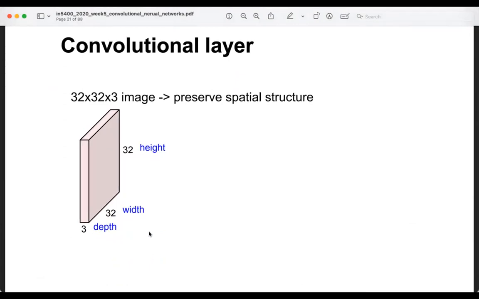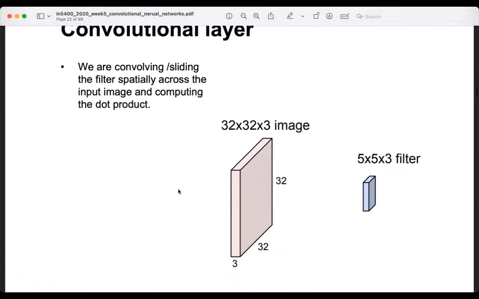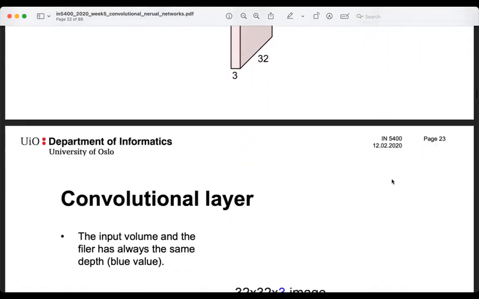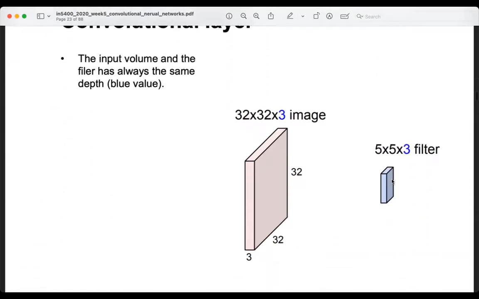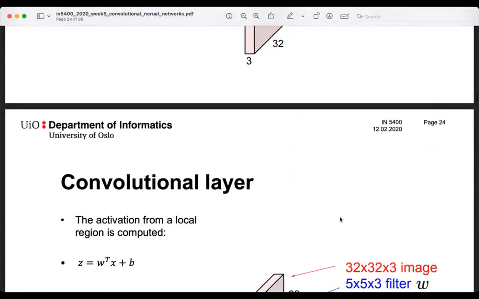So you have an input layer, which now contains all the information about the image. And then you could convolve this with a given filter. So you could have a 5 by 5 times 3. This is one typical filter which you can set up. And then you can now produce many of these filters. The input volume and the filter have always the same depth, which is the blue value here. So we want to keep the color channels.